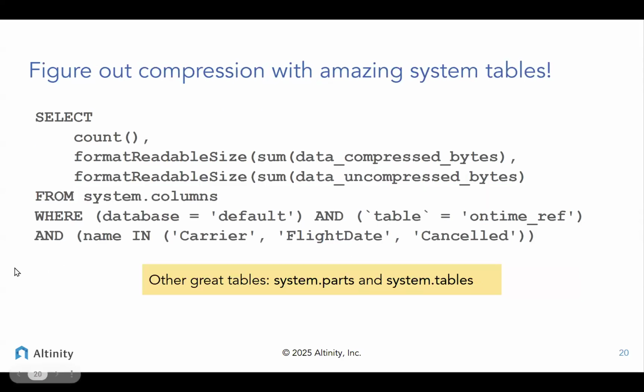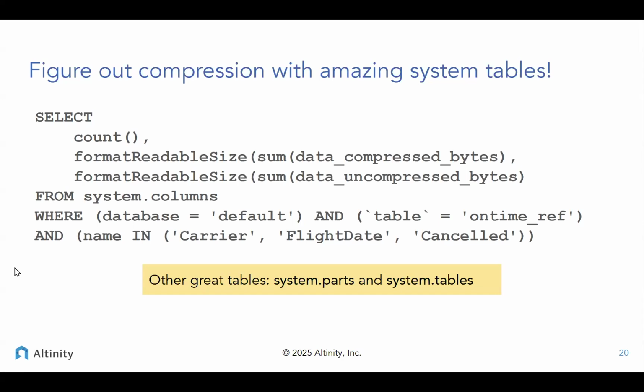How do you figure out compression? Because I didn't mention that so far. Well, ClickHouse, and I'll just mention this once in this talk, has amazing system tables. They're the best I've ever seen. And this is the exact query that I was using when I was filling in some of the data in that example with the globes representing the sizes of the data. This is the query that I was running to figure out how big those three columns are. It's totally easy to do.